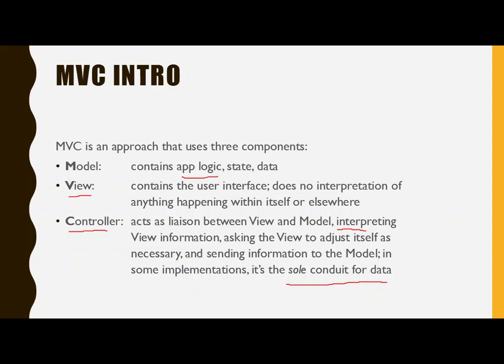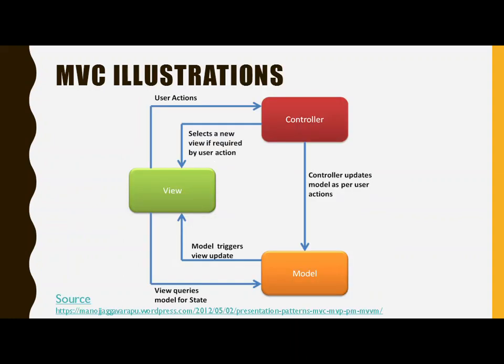So let's look at a couple of sample diagrams from the internet. They are attributed in case you want to go look more about them. But in this particular case, let's look at what's going on. We have the view here at left in green, and the view is going to take user actions and inform the controller. Certainly about anything of note, maybe about everything. It just depends on what's going on, how the thing is set up.